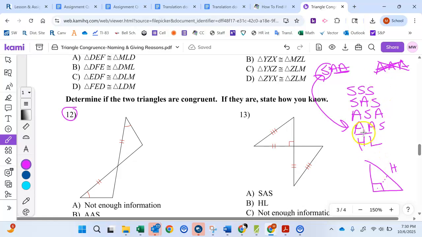So it's going to be one of these. So let's check out number 12, okay? So what do we have? We have an angle. They have the same angle right here, okay? And they also have the same side over here.